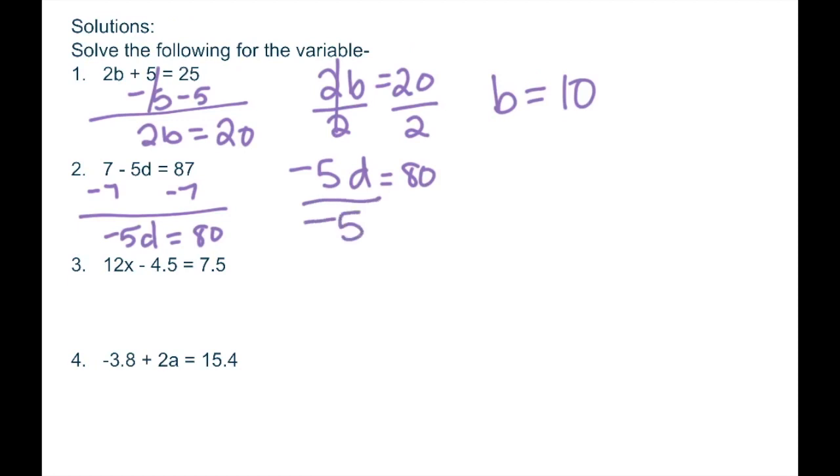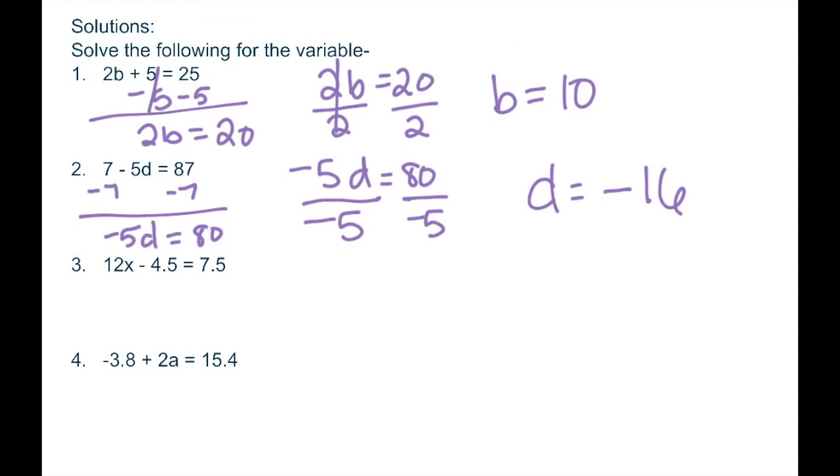I'm trying to make this side into a 1. So a negative 5 divided by a negative 5 will give me just 1d, or d is equal. And when I divide 80 by a negative 5, I'm left with negative 16.